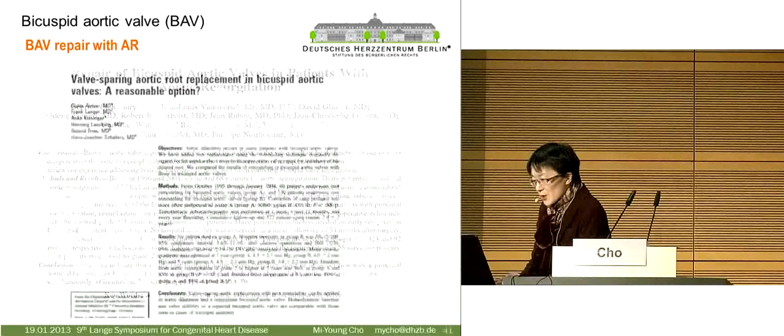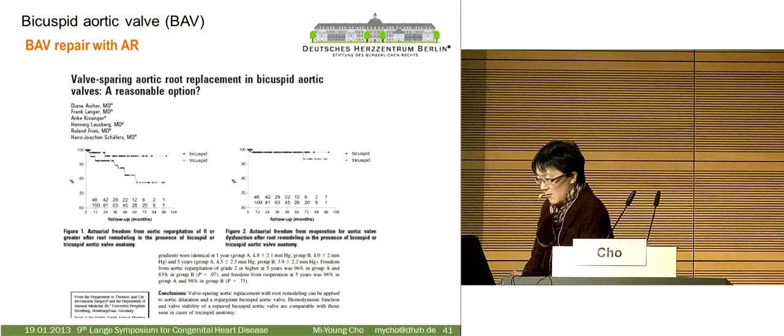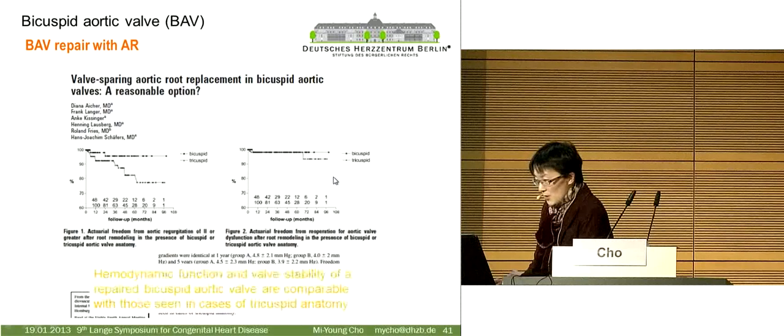But a couple of groups, also Eicher and Schäfer's group, showed that you can have reasonable results, and compared to tricuspid valves, for example, in the follow-up there was less aortic regurgitation. Yeah, it was interesting, but freedom from reoperation was worse.